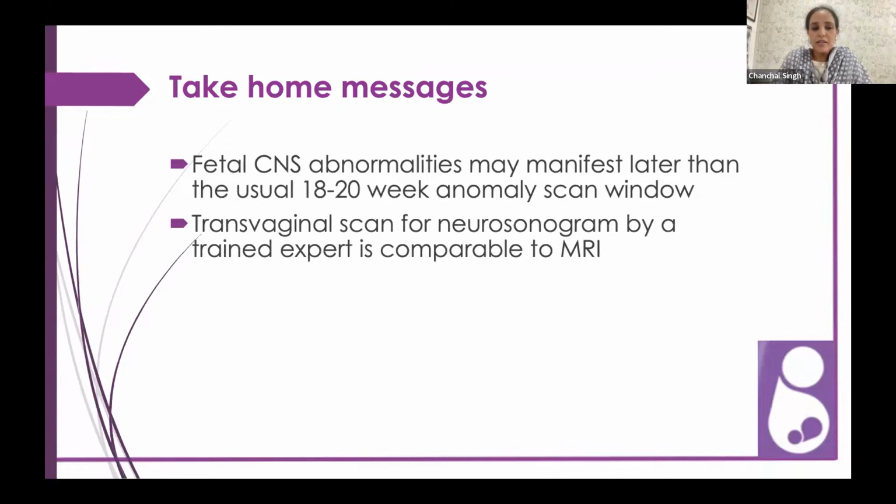So with this, I would like to conclude this session. The take-home message is that it is very important to understand that CNS abnormalities may manifest later than the usual 18 to 20 week anomaly scan window. So if we really want to do an extra scan, it would be at 24 weeks. And as Dr. Savita routinely says, a transvaginal scan at 24 weeks should be mandatory, because it really gives us information about a lot of subtle findings in the brain.